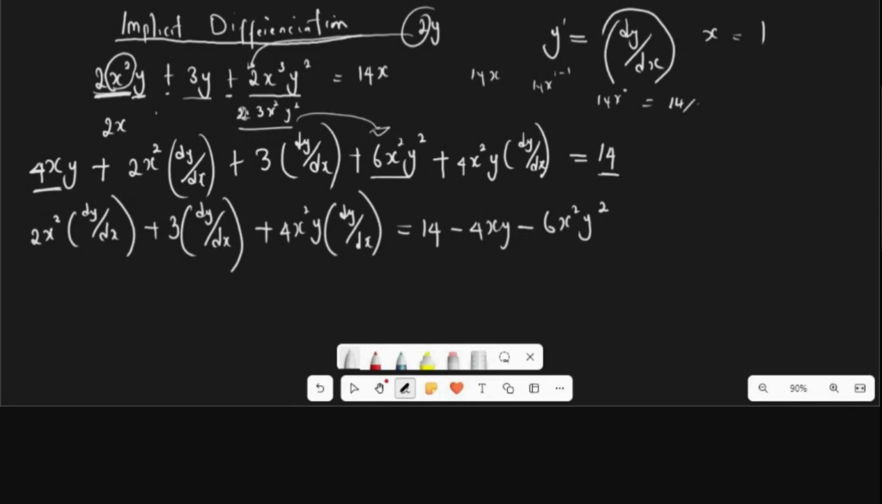Yes, Vaughn. Where did 2y come from again? Which part? Which 2y? Right next to the implicit differentiation.